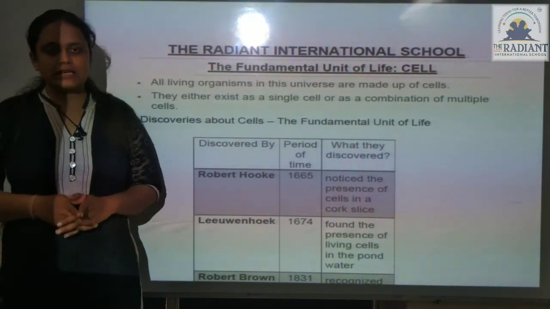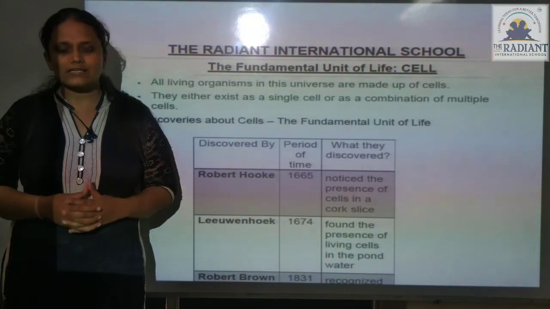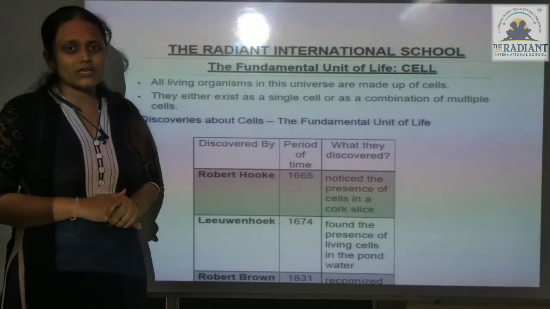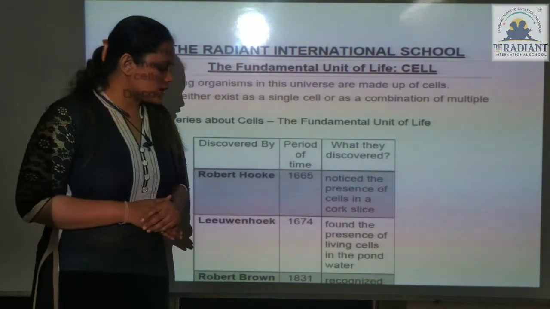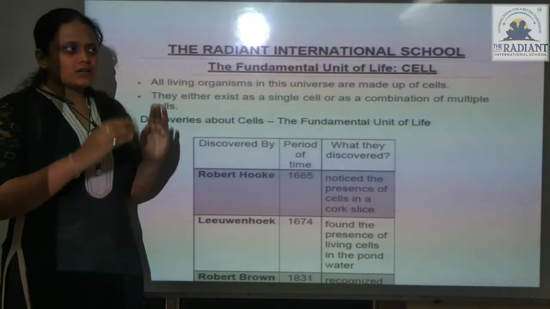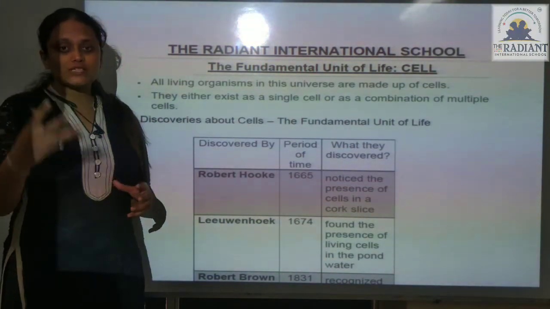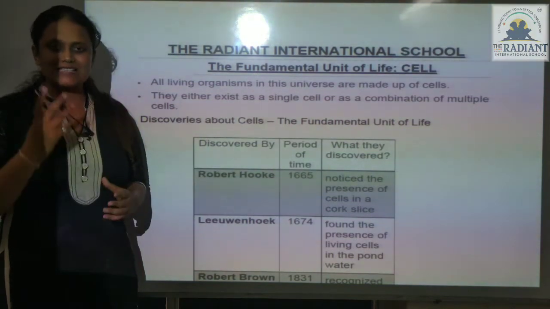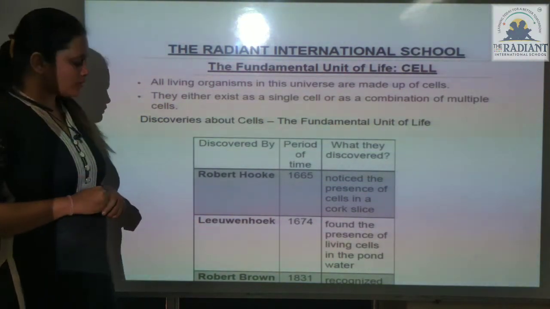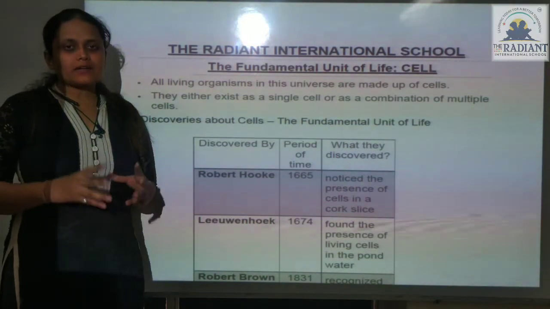Now, first let us see how the cells were discovered, how the cell came into the mind of the human, and how it was discovered. It was discovered first by Robert Hooke in the year 1665, and he noticed the first cells with a microscope in the cork plant. He took a cork slice from a plant, and under a microscope, he observed some empty spaces, some border-like or pattern-like things, which he assumed were some type of rooms, and he named them cells. Then in 1674, Antonie van Leeuwenhoek came and found the presence of living cells in pond water, and he observed those cells under his microscope.